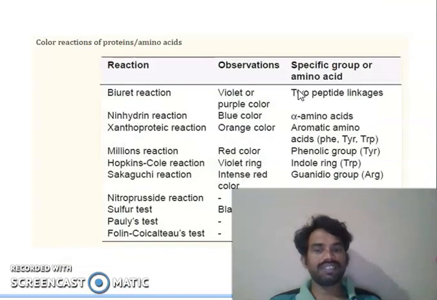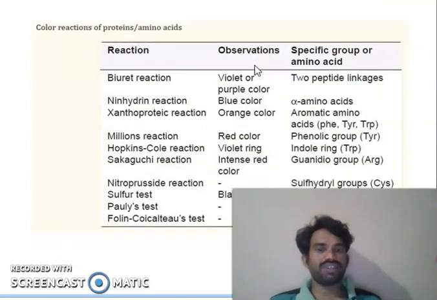Then after, you can see here the color reactions of protein and amino acid identification. You can see the Biuret reaction: violet or purple color means peptide linkage is present. Ninhydrin reaction: blue color means alpha amino acids are present.